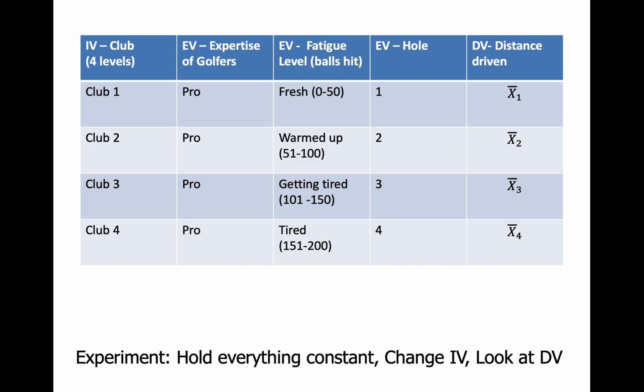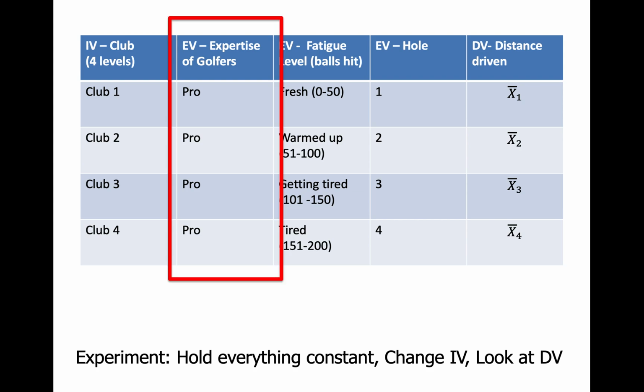I put this now in table form. Again, remember, an experiment is holding everything constant, changing the independent variable, and looking for changes in the dependent variable. So if we look at this extraneous variable, have we held it constant? And the answer is yes, we have held it constant. Therefore, there is no confound between the IV, the club, and the expertise of the golfers.